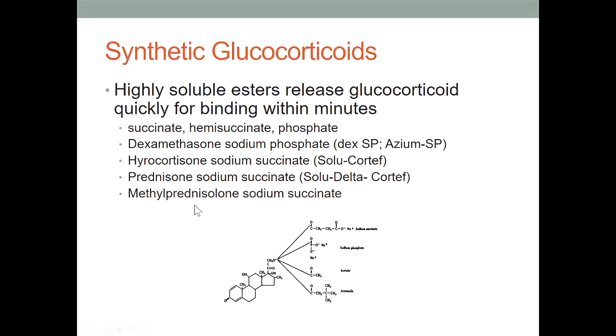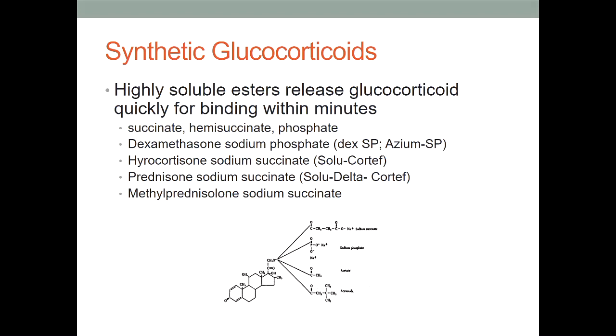Like, who's used Solu-Delta? Who's used Dex-SP? Somebody must have. Okay, when did you use it? Okay, vaccine reaction, okay? You want it to work fast or slow? Fast. All right, so great example of why you would pick that drug. It's got a really soluble ester. You're going to use it. It's going to go away fast, okay?